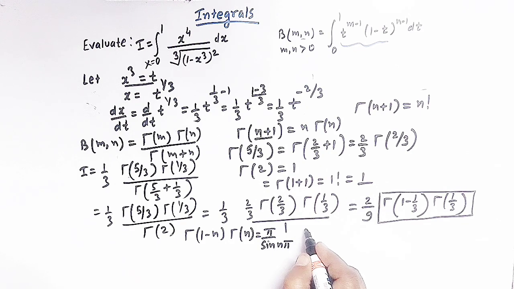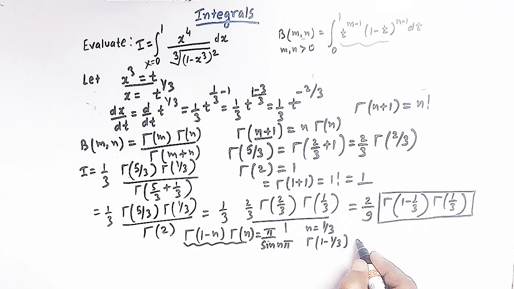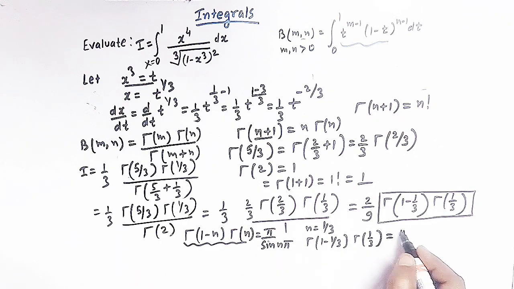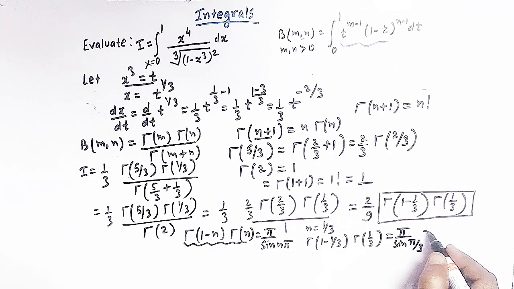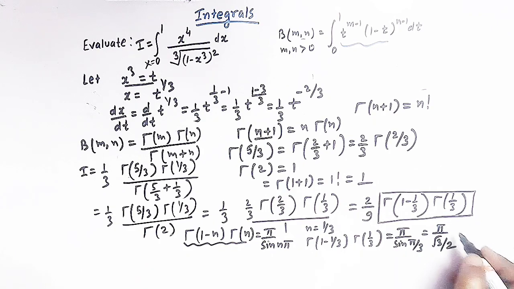So if we take n is equal to 1 over 3, then this left hand side appears as 1 minus 1 over 3. Then we have gamma 1 over 3, and here we have pi over sine n pi. So n is 1 over 3, so we have sine pi by 3. So now we have pi, and sine pi by 3 is sine 60 degrees, that is root 3 over 2. So we can now write 2 pi over square root of 3.